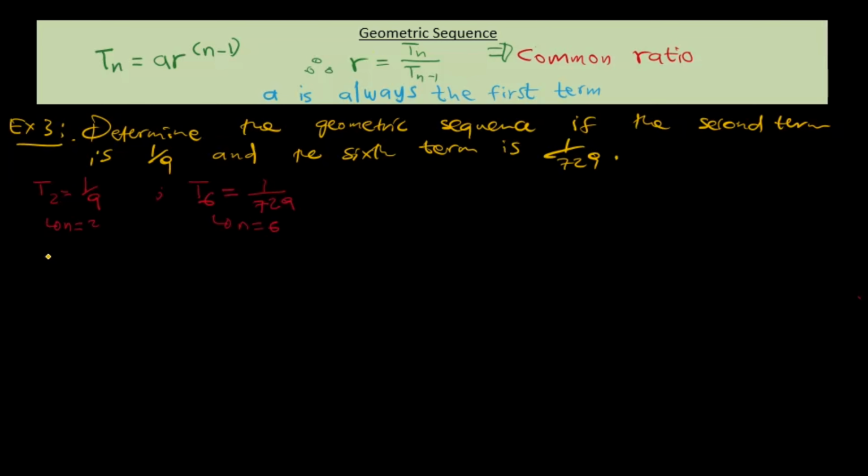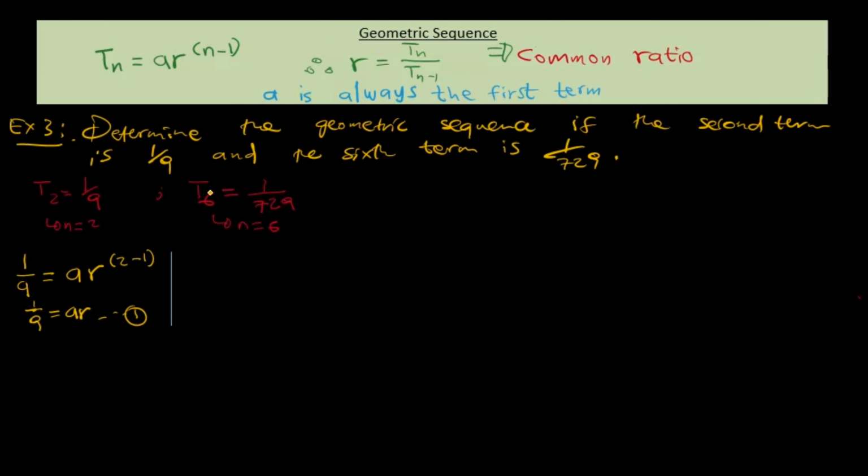We know that T2 is 1 over 9, so I'm going to have 1 over 9 here. I do not know the value of A, which I'll call A, and I don't know the value of R, which I'll call R. If it's T2, n equals 2, so that will be 2 minus 1. So this will be 1 over 9 equals AR to the power of 2 minus 1, which is 1. So this is my first equation.